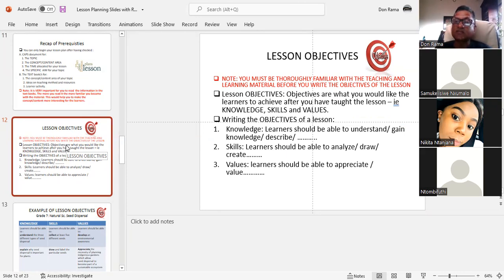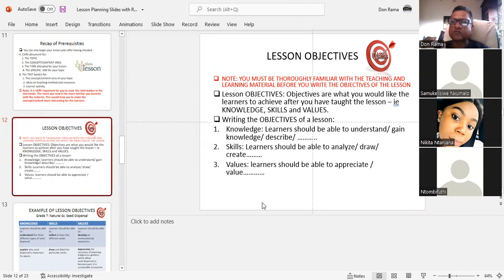So when you write this objective on knowledge, we always start with these words: learners should be able to understand, or they should be able to gain some knowledge, or they should be able to describe, and so on. And then whatever you want them to understand. So the first part is knowledge.